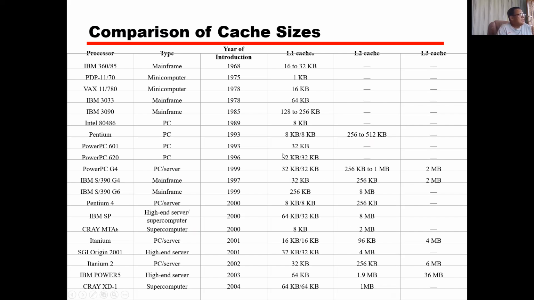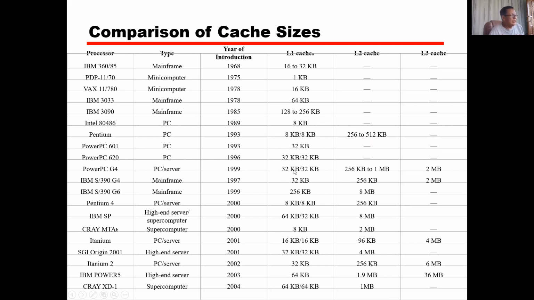This only goes up to 2004. So for example, the IBM S360 has an L1 cache of 16 to 32 KB. The first Pentium computer, the problem is it doesn't include AMD. AMD processors are the big ones. In 1993, it has an L2 cache. The first level is 8 KB. The second level depends on the cost, some are 256 KB to 512 KB. 8 KB is very fast, 256 KB is much slower. Okay?